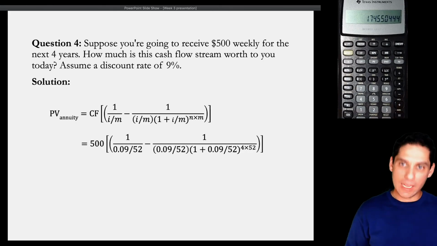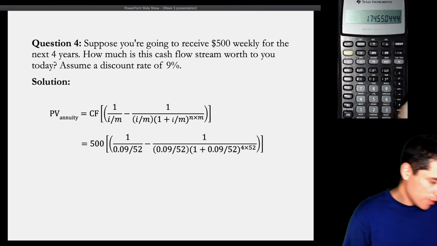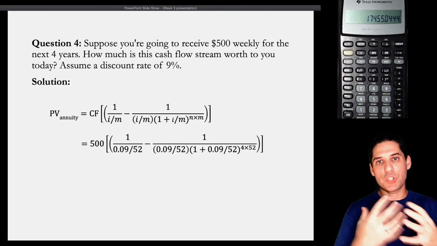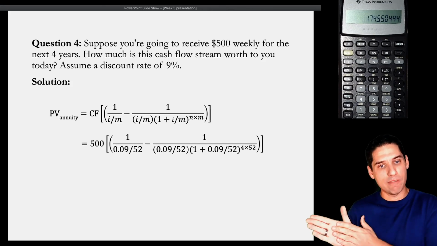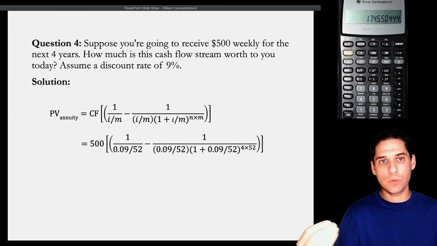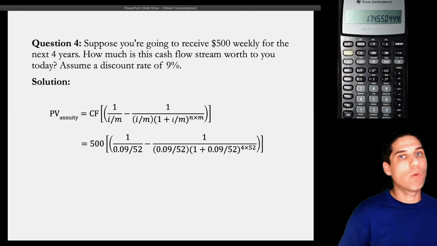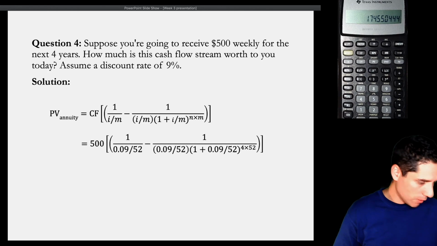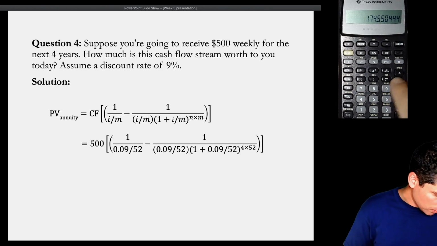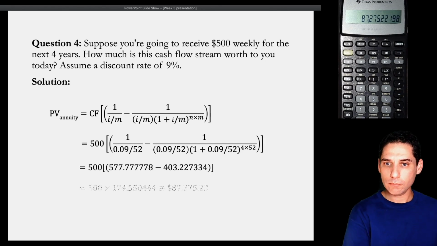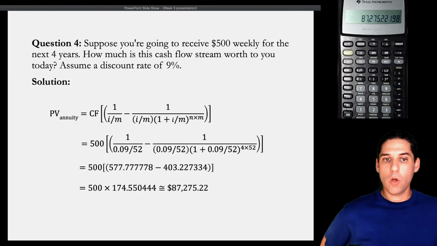And here we are multiplying our cash flow of 500 not by 208, but by 174.55. Why? Because we are discounting, right? Each dollar in the future is worth less than $1 in present value terms. And this term is capturing that. Instead of 208 of these cash flows, the value is driven by 174.55 of these cash flows because each dollar is worth less than $1 today. All right. So then we need to multiply this by 500, and this gives us the present value of this asset that is expected to generate these cash flows.